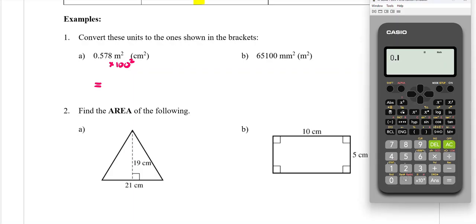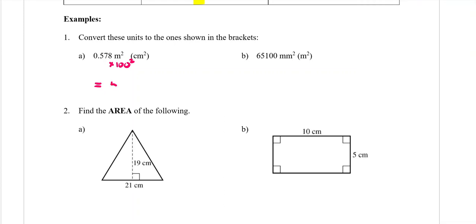It would be 0.578 times 100 squared, which is 5,780 centimeters squared.